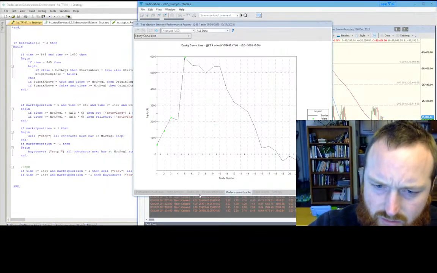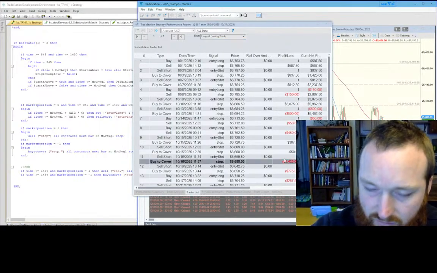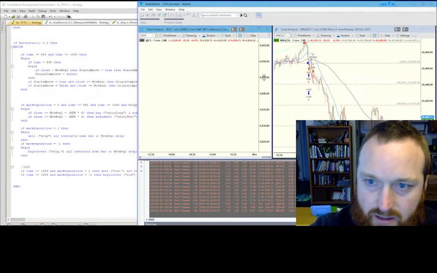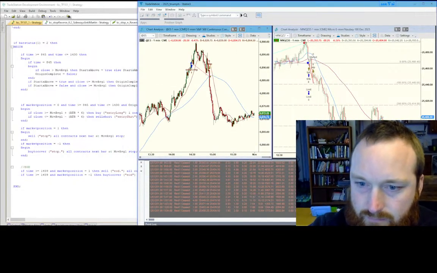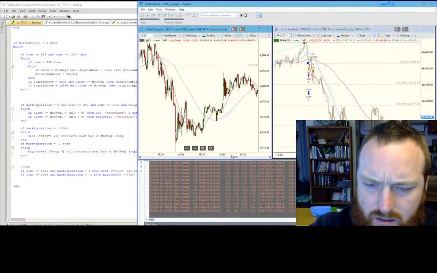Those are the losses. What's your biggest loss? $1,400. 1016. I do want to see what happened there. 1016. I want to see what's the circumstance of our loss.